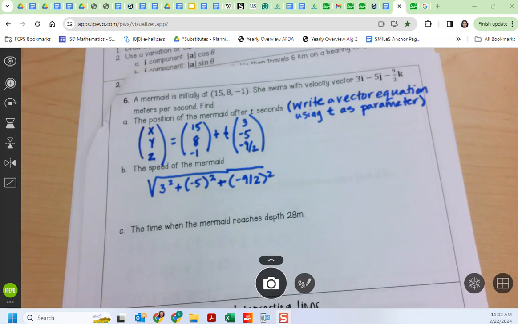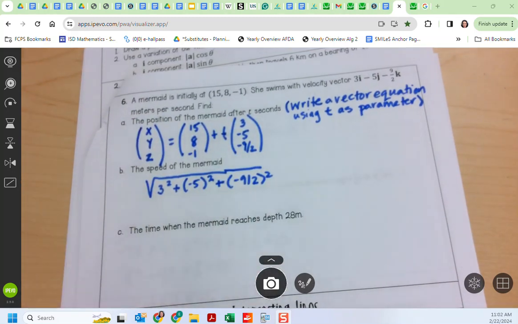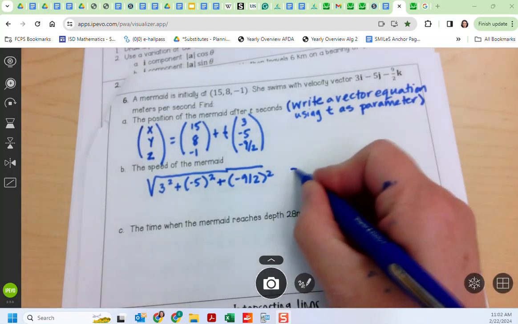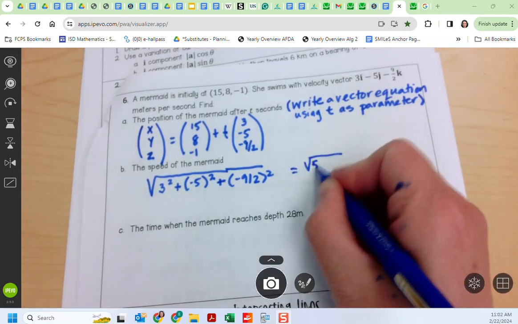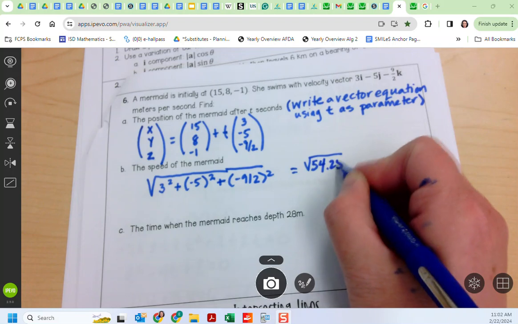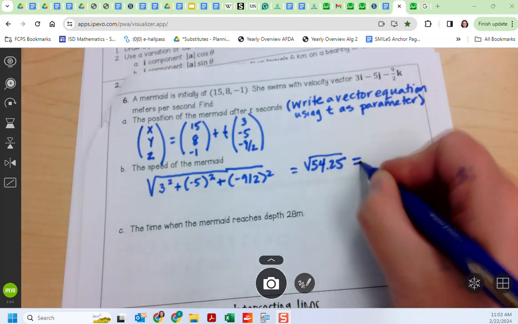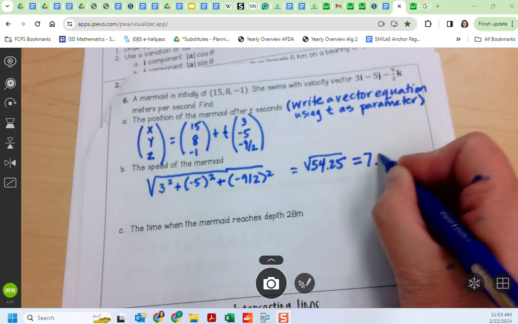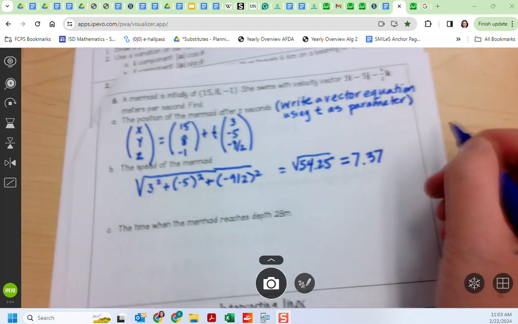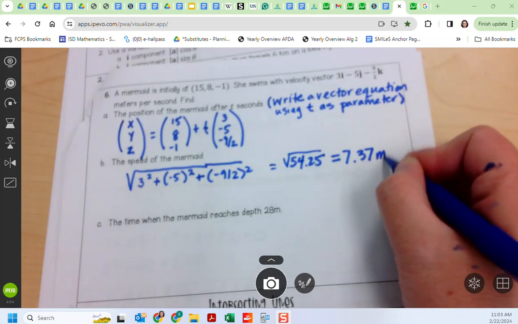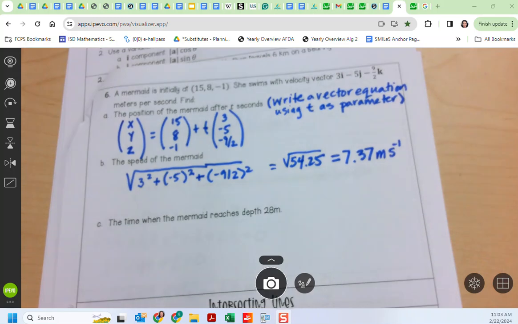For the next one, to find the speed of the mermaid, we need to use the velocity vector and find its magnitude. And I'm going to get square root of 54.25. Which to 3 sig figs would be 7.37. Oh, let's practice writing our unit the IB way. Meters per second.